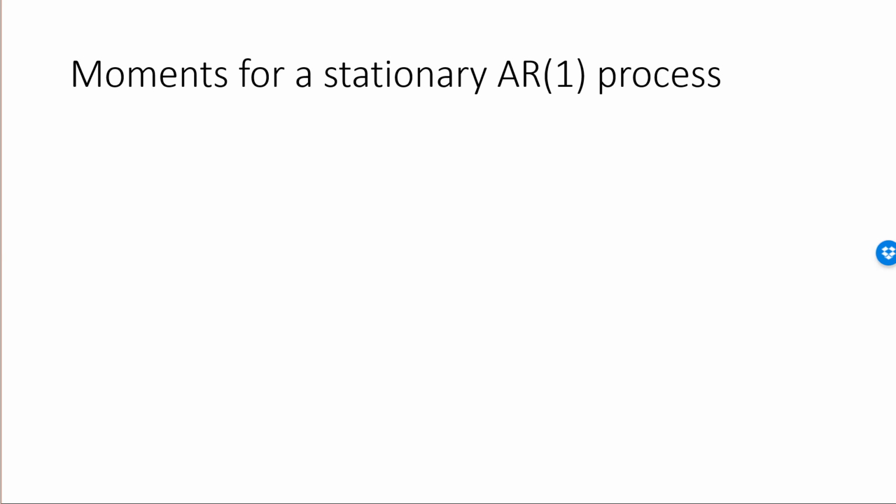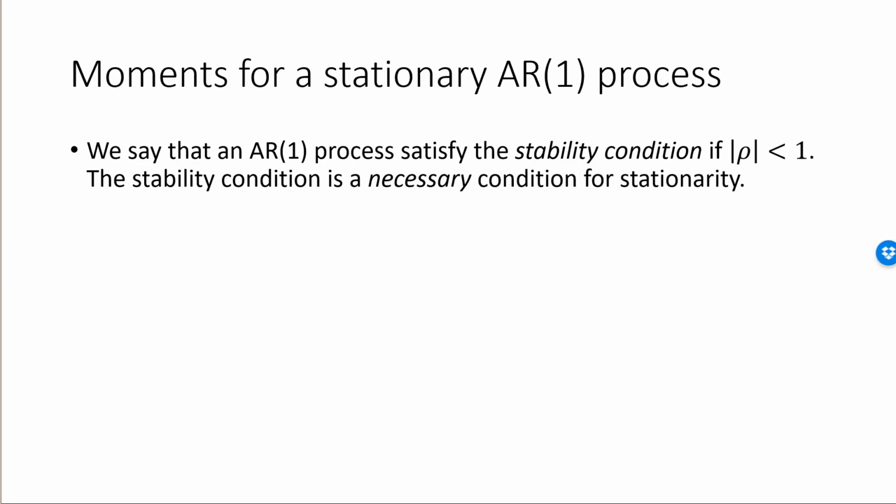So let's summarize these ideas before we look at the moments of the stationary AR1 process. We've already found the expected value, but let's just then say that for an AR1 process to be stationary, a necessary condition is that it satisfies the stability condition. So the absolute value of rho must be less than or equal to 1. Then the AR1 process is stable, and only stable AR1 processes can be stationary. And of course, only stationary processes have a constant expected value and a constant variance.